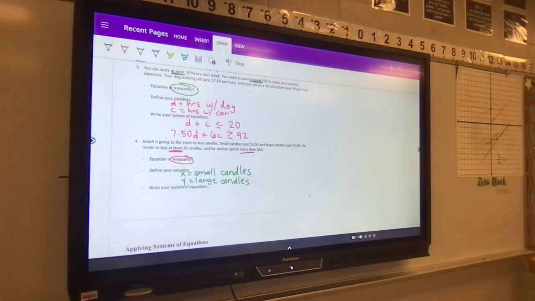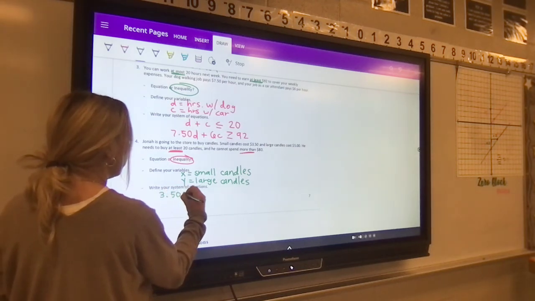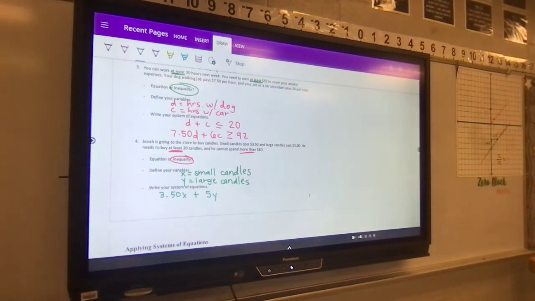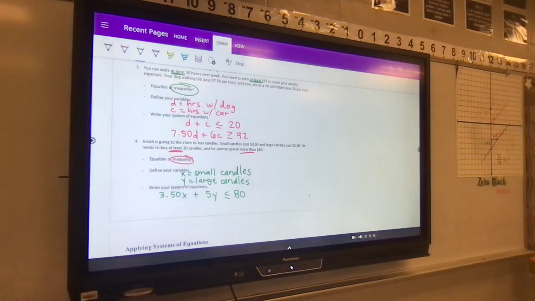Okay, and now I'm going to write my two inequalities. So first, and you don't really necessarily have to do this one first, you can go in any order, we're looking at that it's $3.50 per small candle and then $5 per large candle, and he cannot spend any more than $80. So those three numbers are all going to go together because they're all talking about the money. So then you have $3.50 per small candle plus the $5 per large candle, and he can't spend any more than $80. So then that inequality symbol needs to be less than or equal to 80. So that took care of all of our money numbers, okay?